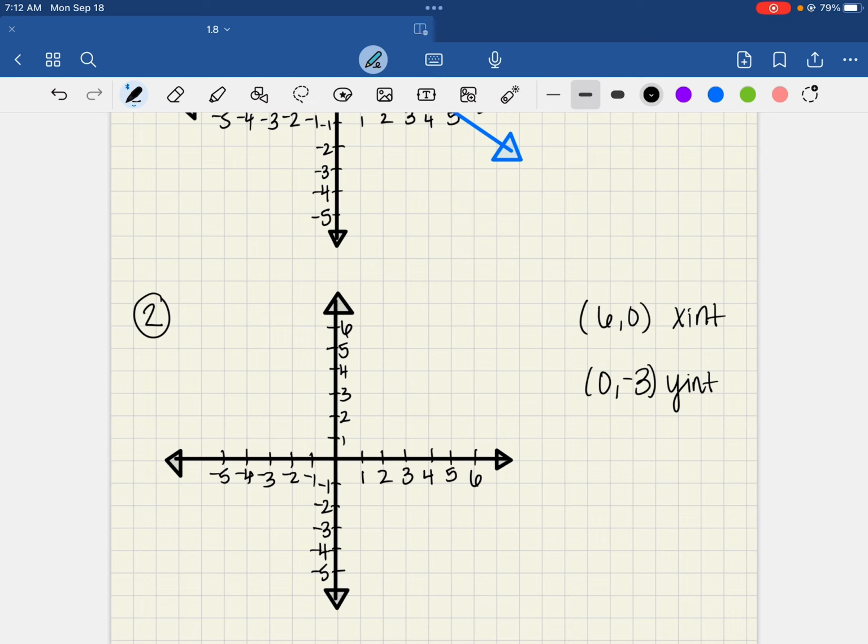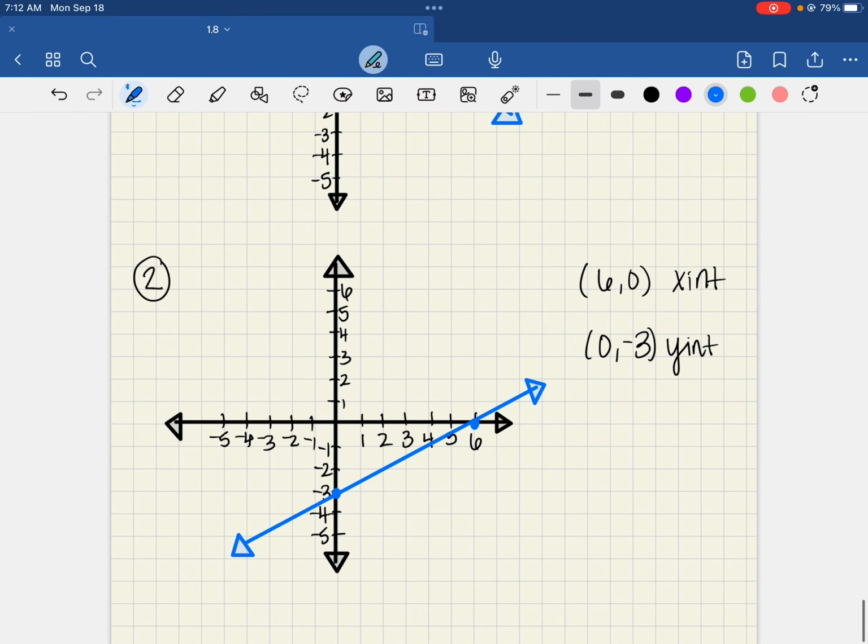Okay. Y-intercept of 0, negative 3. X-intercept of 6, 0. Connect the points with an arrow on the ends. And we are done. Complete your homework and ask questions when I return.